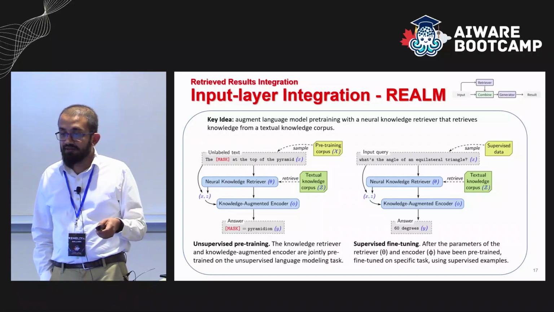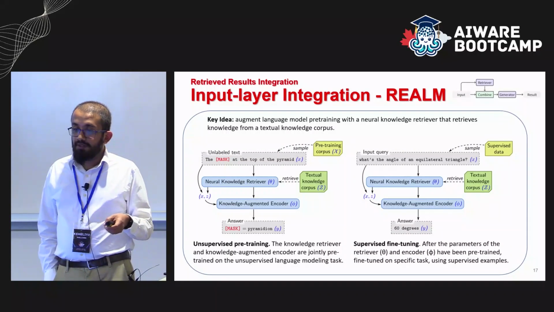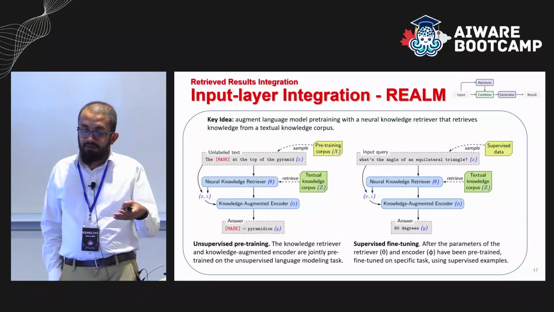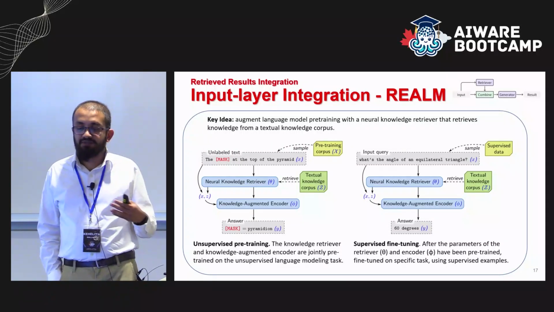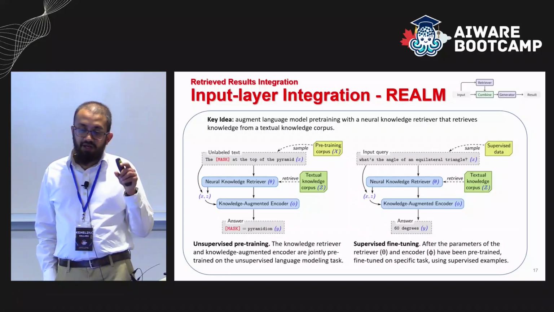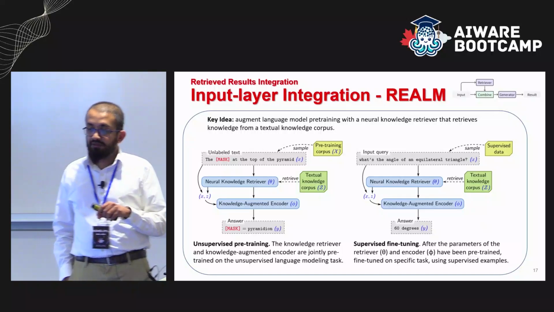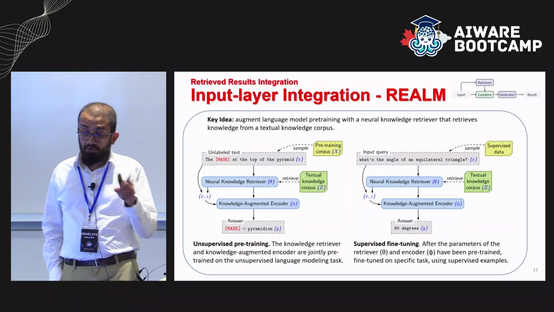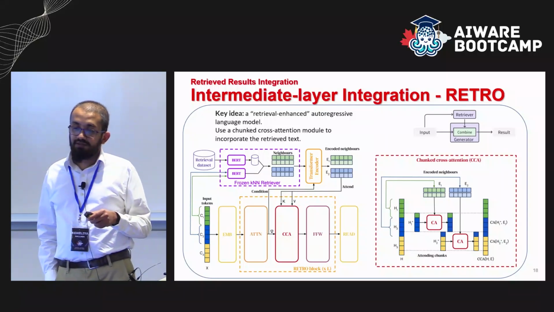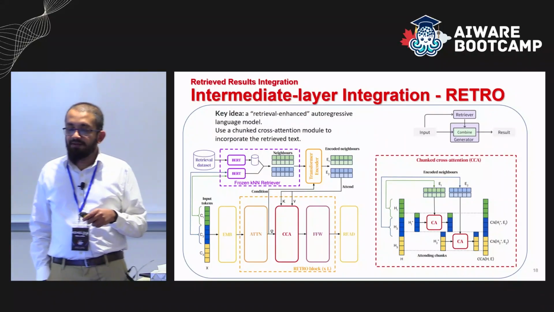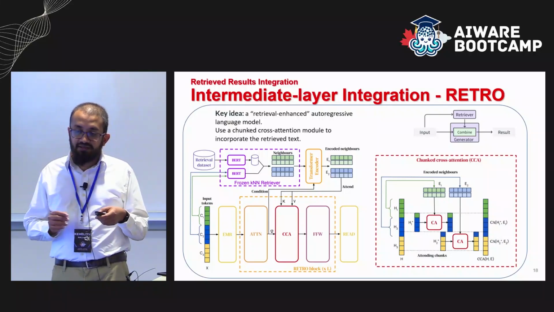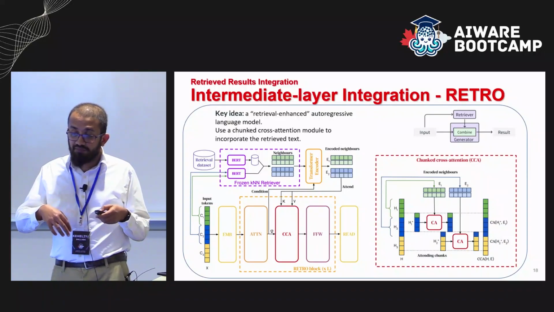REALM is one example for input layer integration, where we use a knowledge retriever to get the relevant examples from the knowledge corpus, and then there's a knowledge augmented encoder. So for these two things, we are doing unsupervised pre-training and supervised fine-tuning for achieving both of these. And next we have the intermediate layer integration. RETRO is one such example, where they call it a retrieval enhanced autoregressive language model. So it's part of the language model. In the intermediate layers, we use the retrieved information.